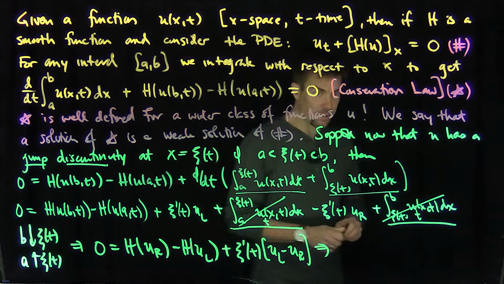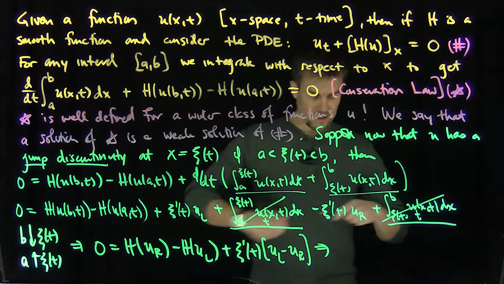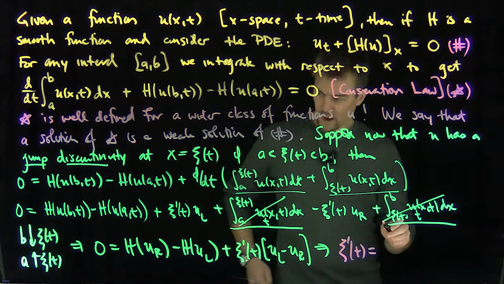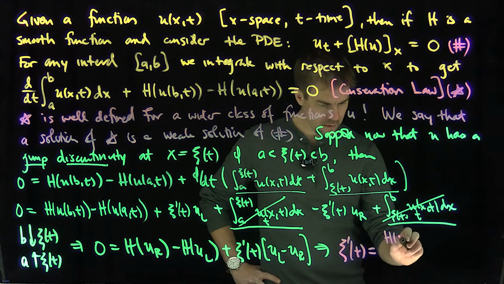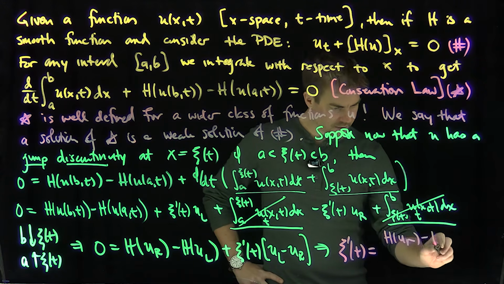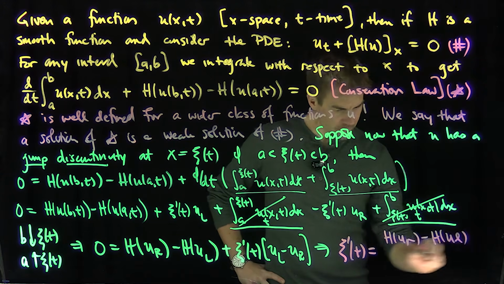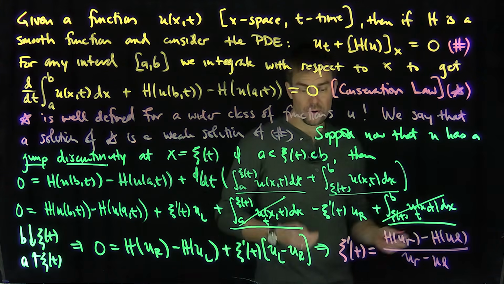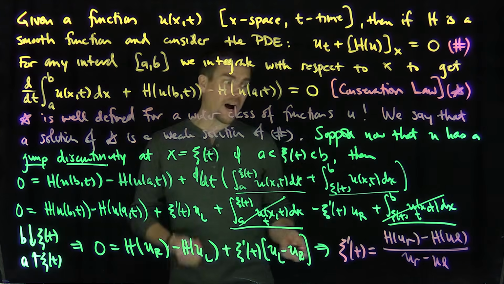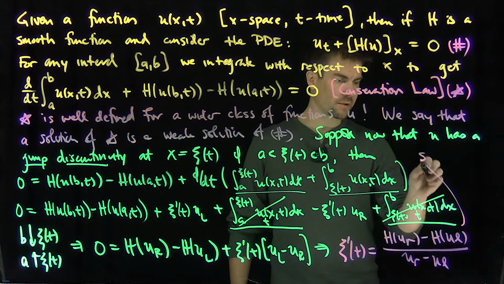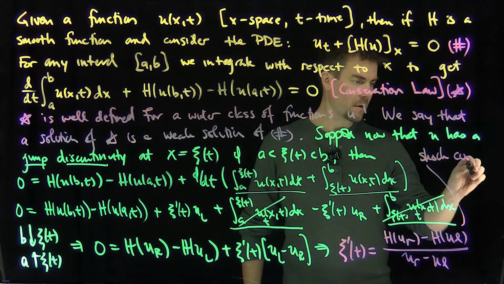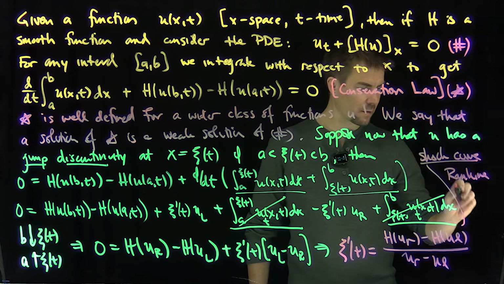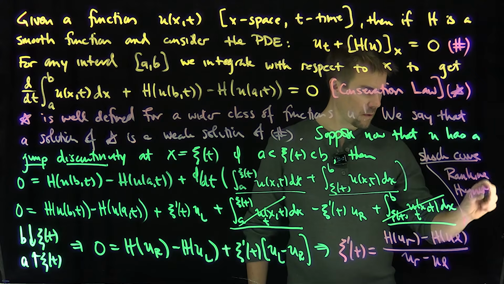And what does this imply? This implies something very beautiful. This implies that x_c'(t) is h(u_r) minus h(u_l) over u_r minus u_l. In other words, this is the speed of the shock, so this curve is a shock curve. And this condition is called the Rankine-Hugoniot condition.